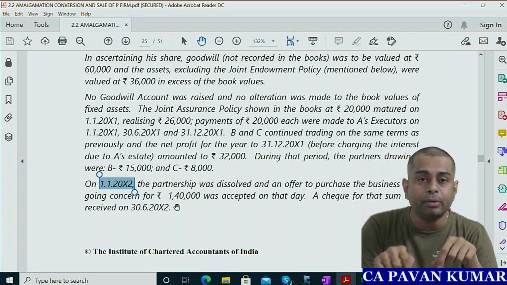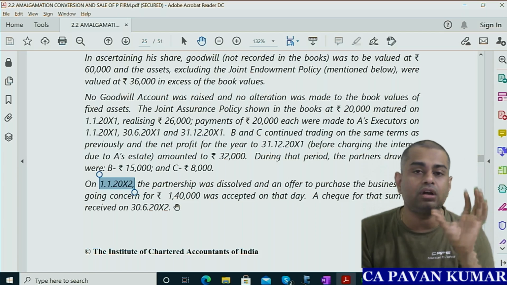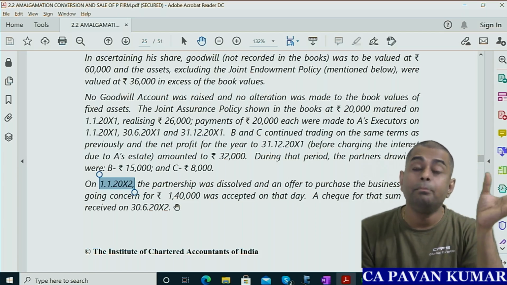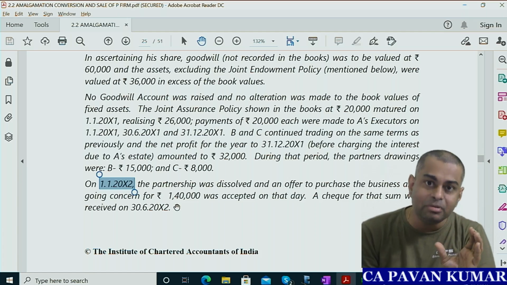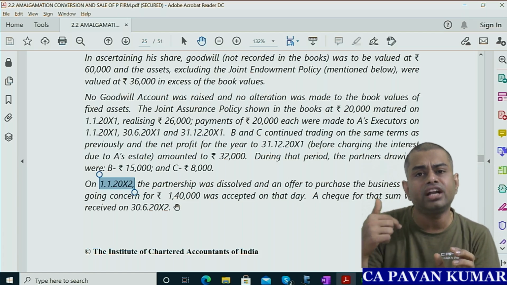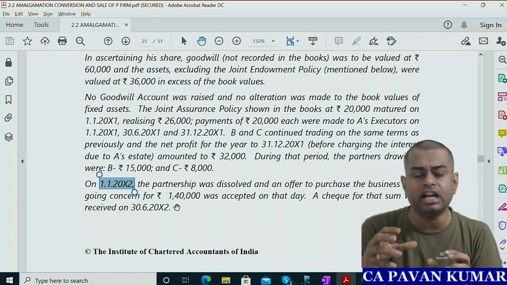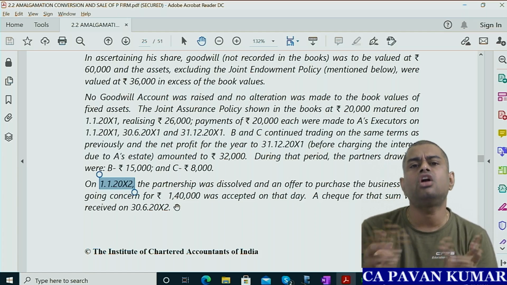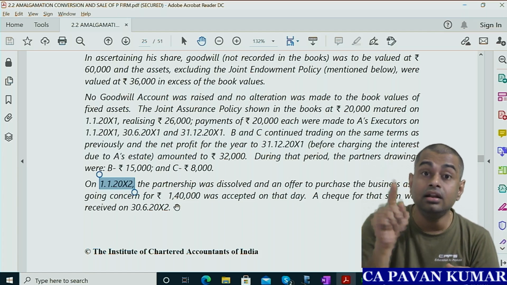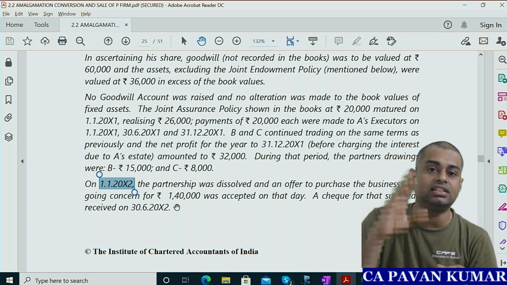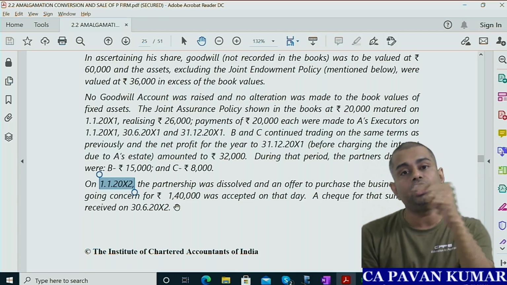When you prepare the balance sheet, A's executor goes on the credit side, liability side. B's capital, C's capital. This is the total liability side. On the asset side, if at all any current accounts are there, you will write B's current account, C's current account. If they are not there, you will not put anything. Then the balancing figure will be fixed assets. This fixed assets will be taken to realization account.